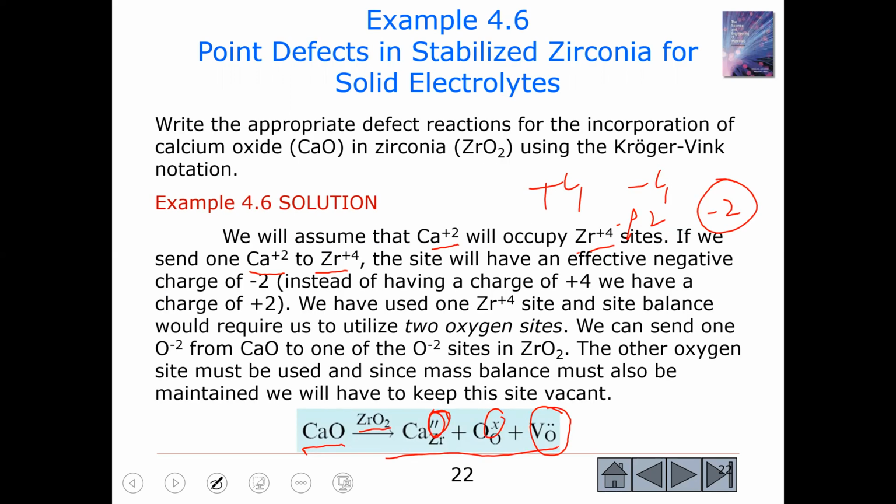Okay, thank you. This was point defects. In the next lecture, we are going to talk about line defects.